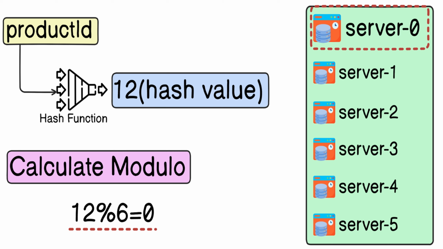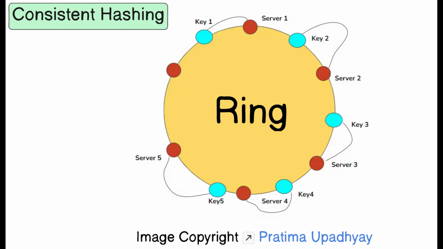Now instead of directly mapping keys to a fixed number of cache nodes, we take a different approach. This approach is consistent hashing. Its main goal is to minimize the data redistribution when a server is added or removed from the cluster.